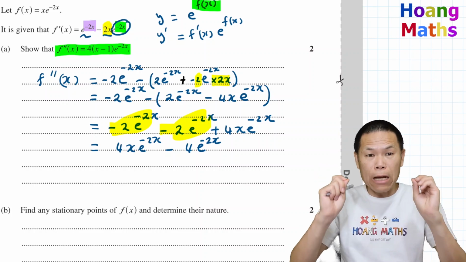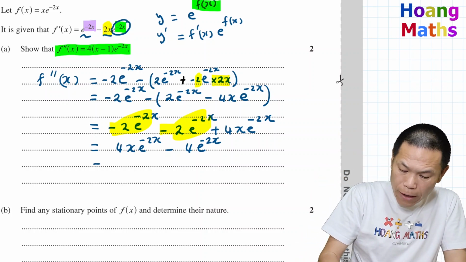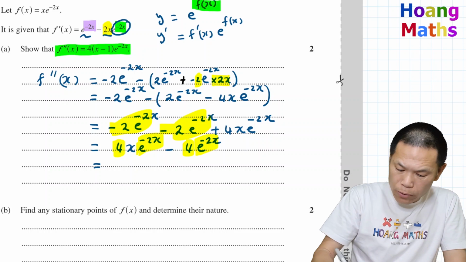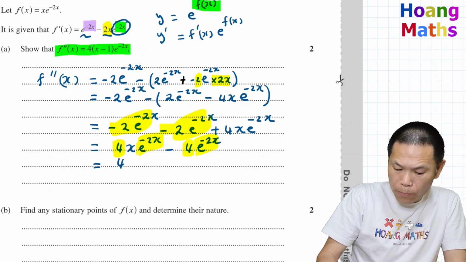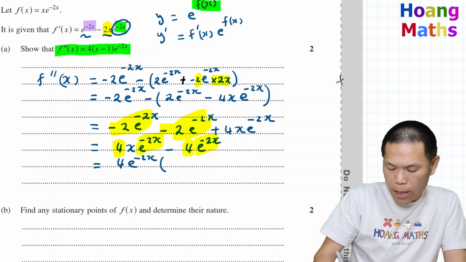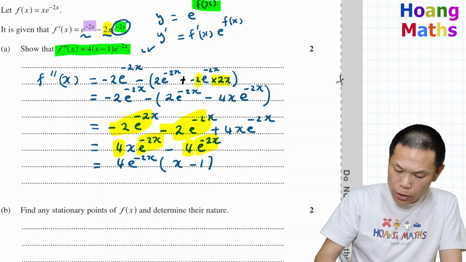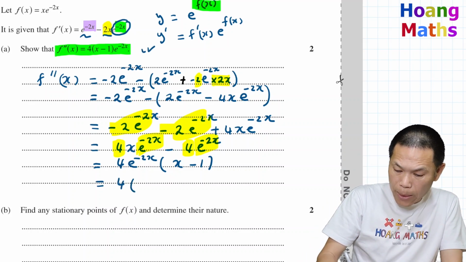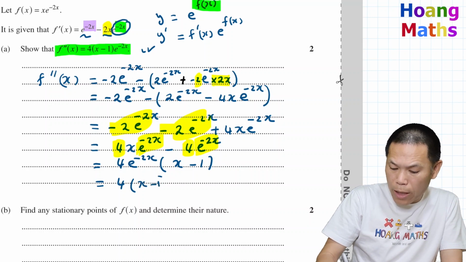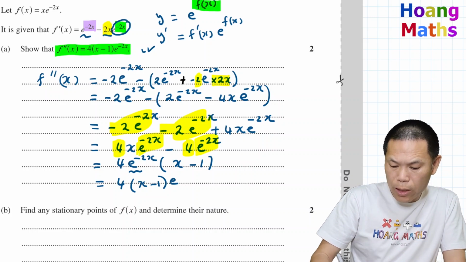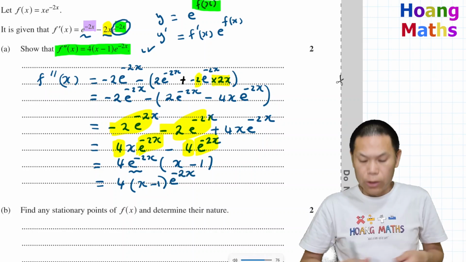So now what I do, I take out the common factor. So the common factor is this one here, 4 and e to the negative 2x. So I take it out. So that would give me 4 e to the negative 2x and leave with x minus 1. So there you go. So now I just write in this form, okay? So I just put the 4 in the front and then x minus 1 and then this e to the negative 2x, I just write it back. E to the negative 2x. So there you go.